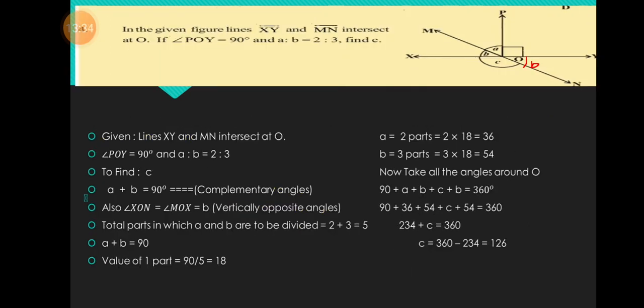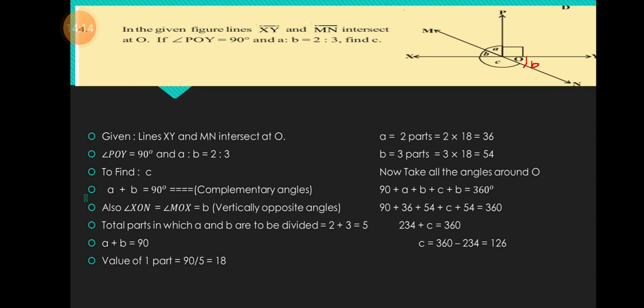Now, let us see this fourth question. In this fourth question, again two lines are intersecting at the point O. The lines are XY and MN. And this ray OP is drawn perpendicular to XY. Perpendicular means angle POY is 90 degrees. We should understand angle POY is 90 degrees. So, this angle A and B are complementary angles. So, angle A plus B is equal to 90 degrees.